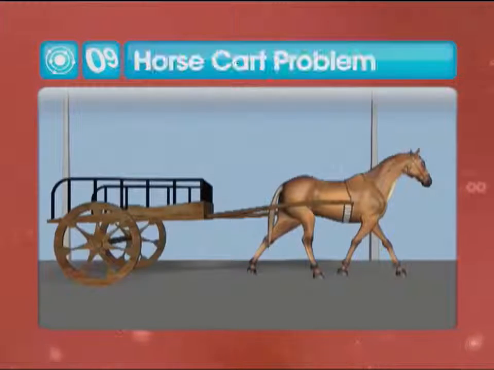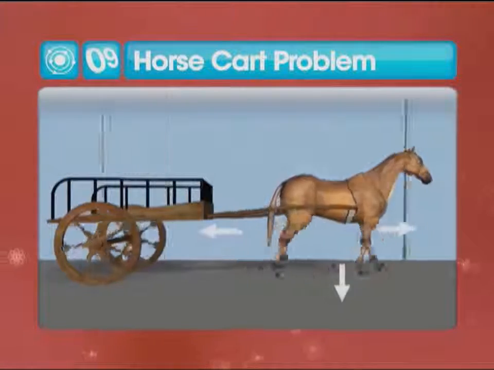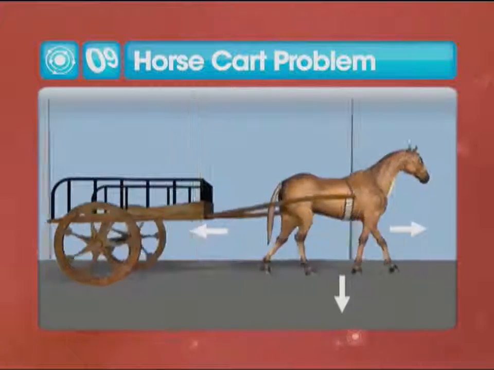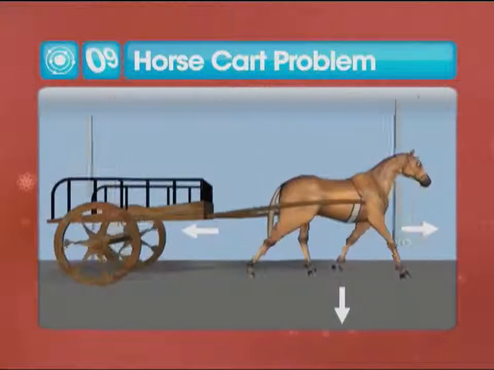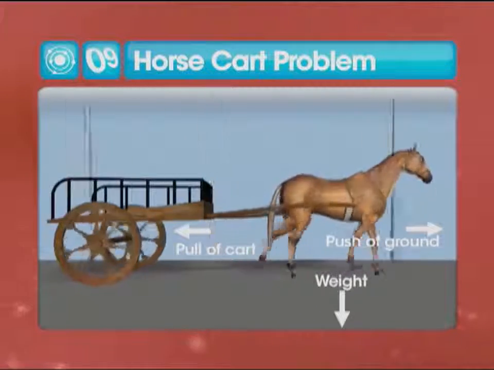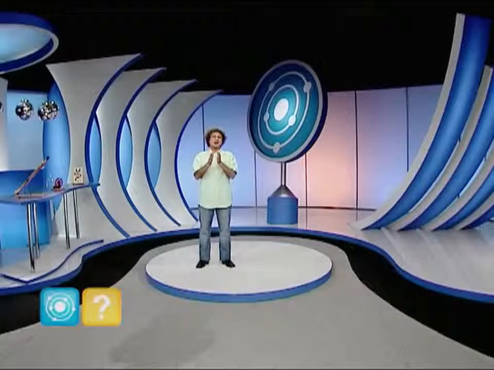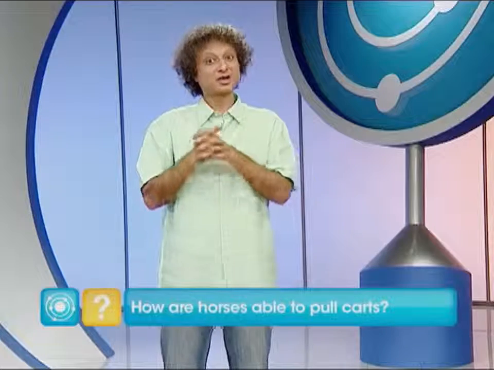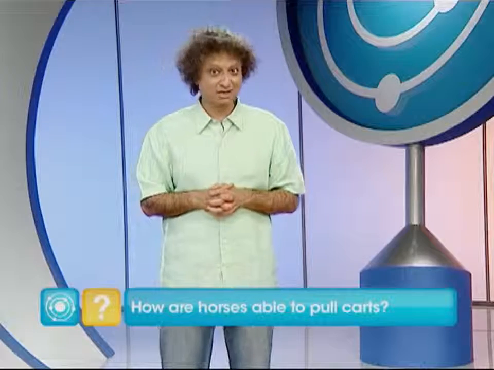Consequently, when a horse pulls at a cart, it means that the cart is pulling at the horse with the same force. Now in that case, the cart should stay where it is, shouldn't it?